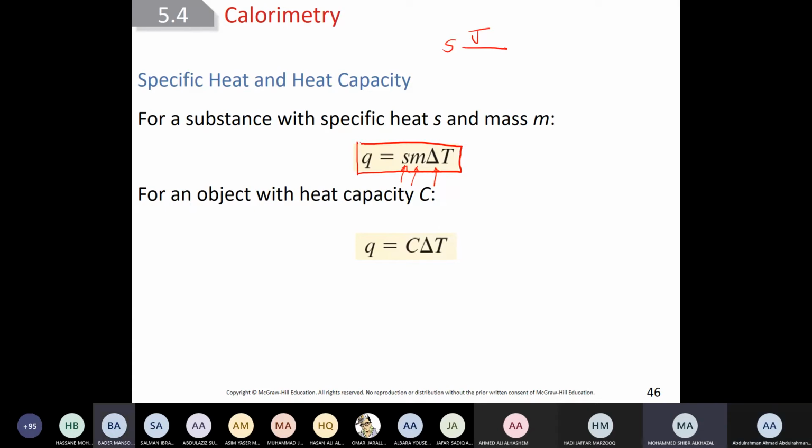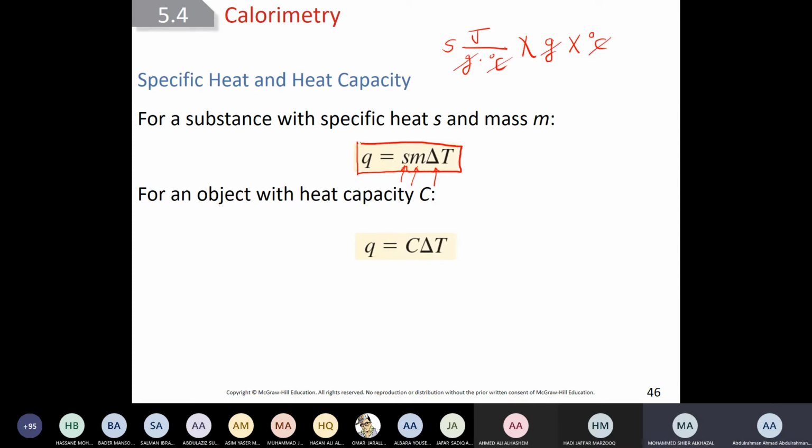Joule per gram degree Celsius. Good. What's the unit for mass? Kilogram. No, we'll use gram this time. All right. What's the unit for the delta T? Celsius. So what will happen?